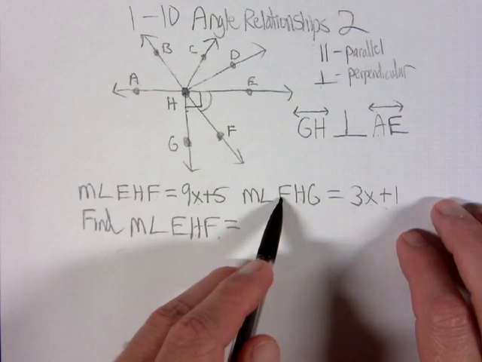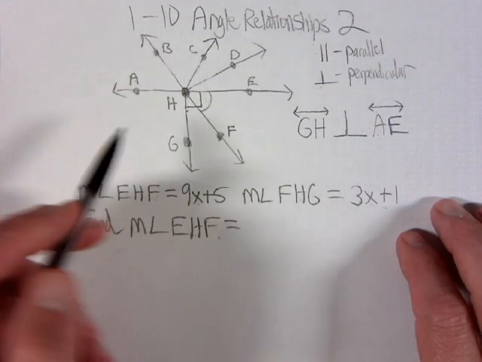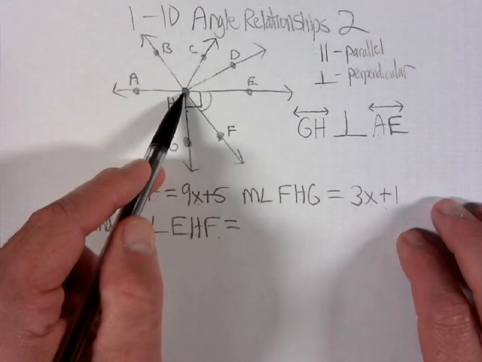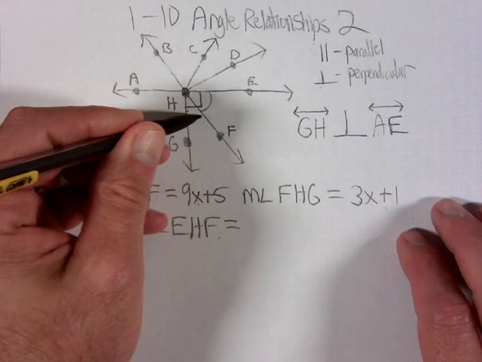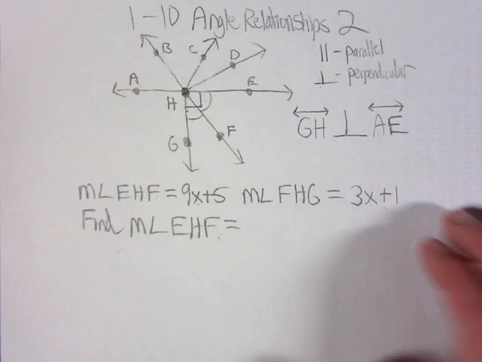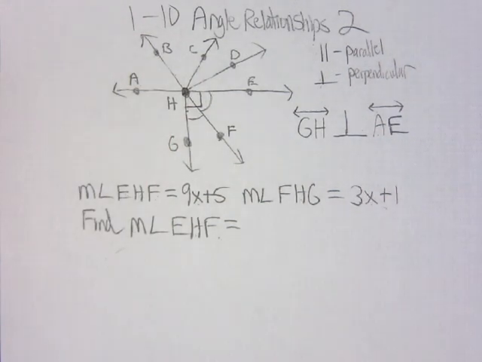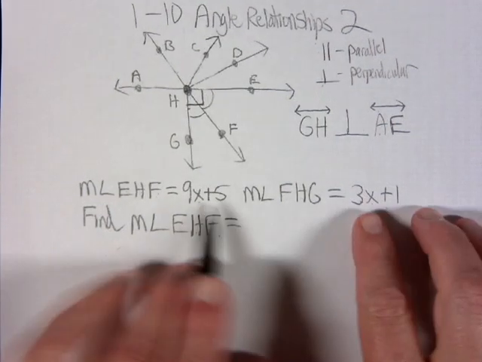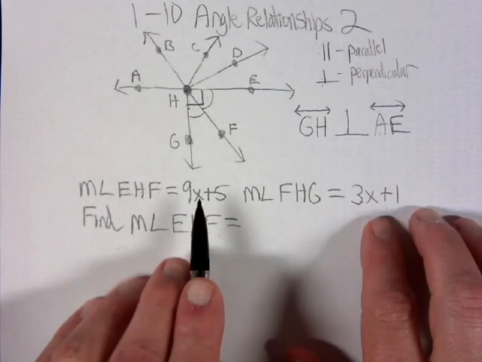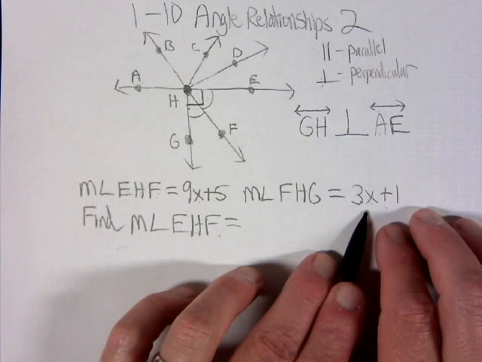So FHG, let's see where that is. FHG is here. Okay, so now I see the two angles that they've given to me. And so again, I've got to take a look at the relationship between those two angles to see what equation I could create. Now, in the last lesson, all the ones that we looked at were equal. So here's the first question. Are these two equal? Do I just set this equal to this and that's my equation?